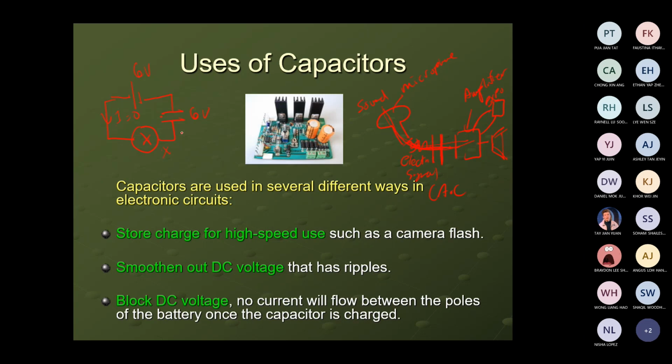So indirectly, what can we say the capacitor blocks? It blocks direct current. The capacitor blocks direct current by charging itself. It charges itself, creates a voltage, and blocks the direct current. But if the capacitor is connected to alternating current, let me go to the whiteboard. Quite messy.